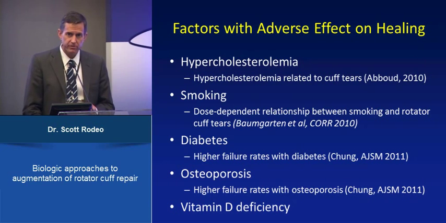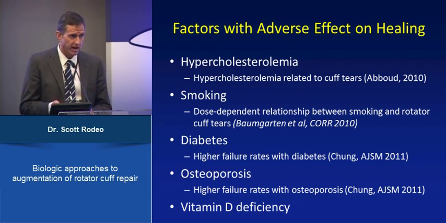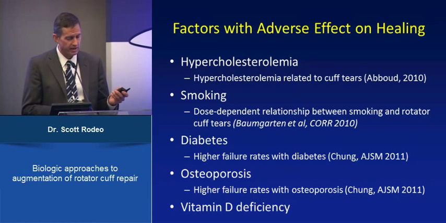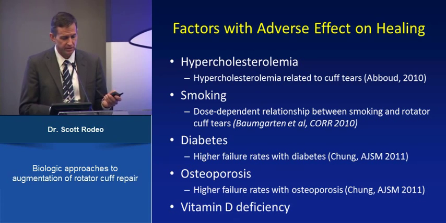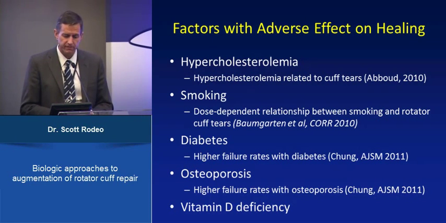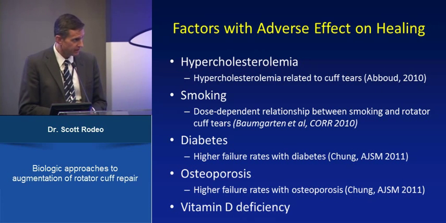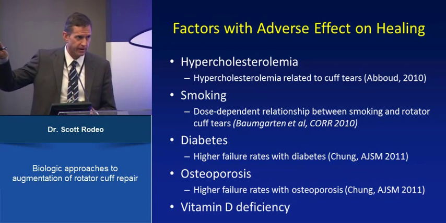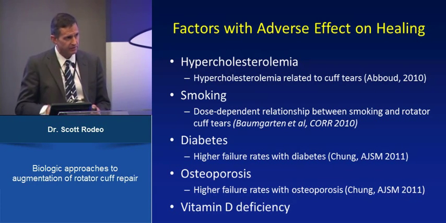Lastly, what are some factors that have an adverse effect on healing that we should consider? I list them here. Hypercholesterolemia has been found to have an adverse effect. Smoking, you just heard in the last talk, clearly has a negative effect on tendon. Diabetes, we see higher failure rates in patients with diabetes. Osteoporosis, there are higher failure rates of repair in patients with osteoporosis, and again, vitamin D deficiency. All of these are things that we can think about as clinicians because these have an adverse effect on tendon healing.